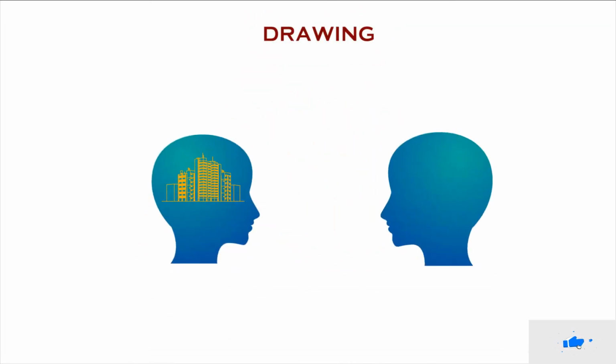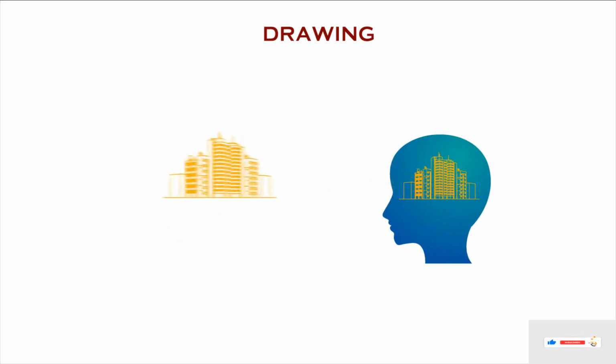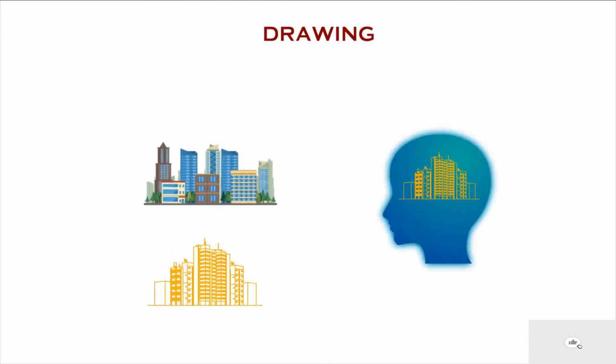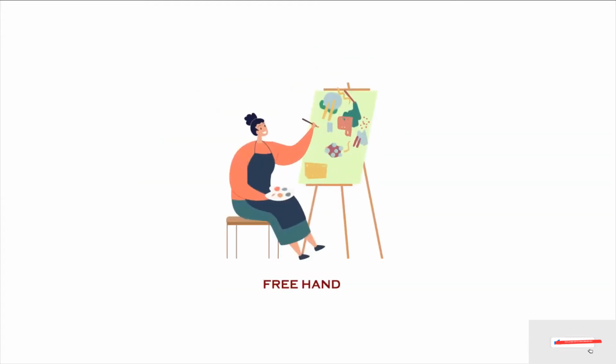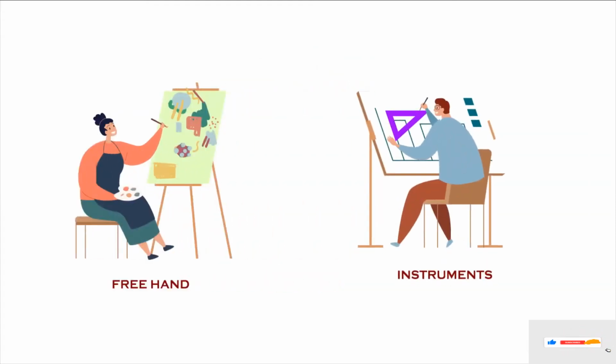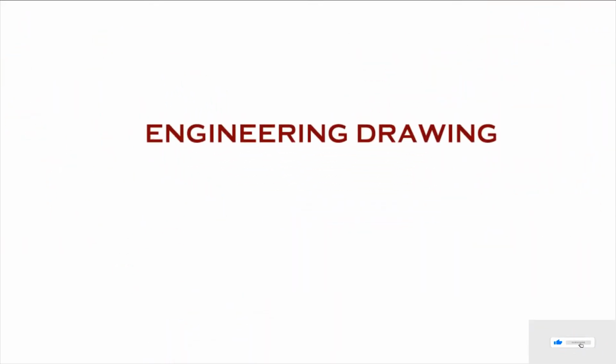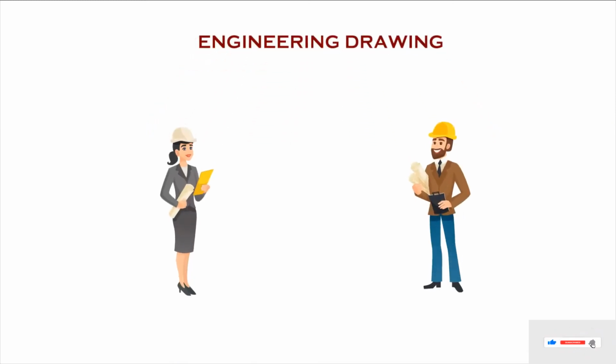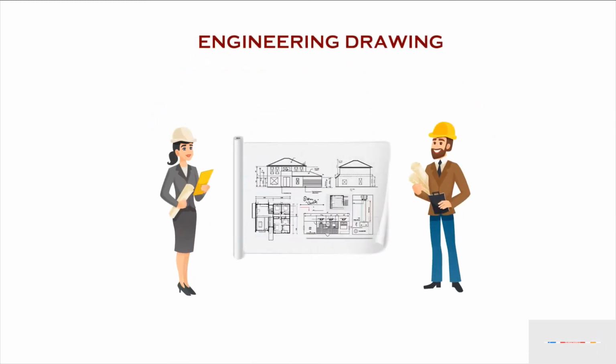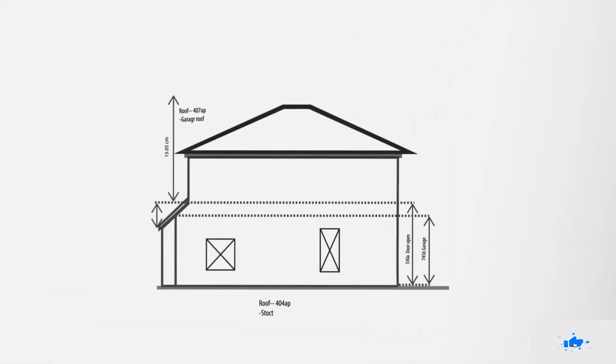Drawing is a graphical language that communicates ideas and information from one mind to another. Or, the graphical representation of any object or idea can be termed as drawing. A drawing can be prepared either freehand, using engineering instruments, or using a computer program. An engineering drawing is a type of technical drawing used to fully and clearly define requirements and capture all the geometric features of a product, such as dimensions, for engineering products.